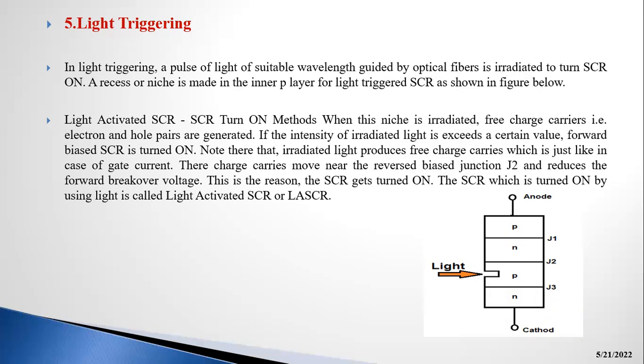Note that irradiated light produces free charge carriers, which is just like in the case of gate current. So these charge carriers move near the reverse biased junction J2 and reduce the forward breakover voltage. This is the reason that the SCR gets turned on. And the SCR which is turned on by using light is called the light activated SCR or LASCR. So this is all about the concept of the triggering methods of the SCR.